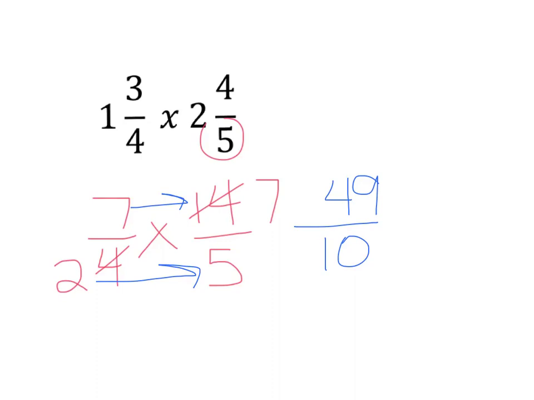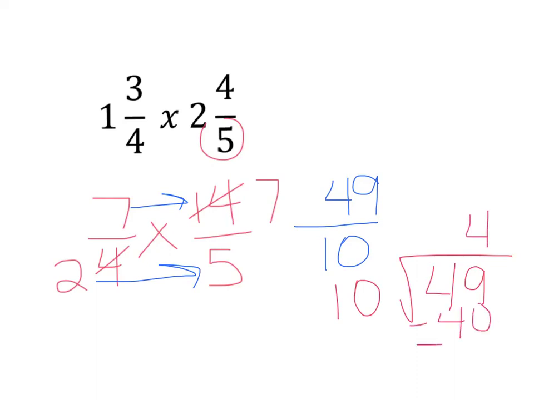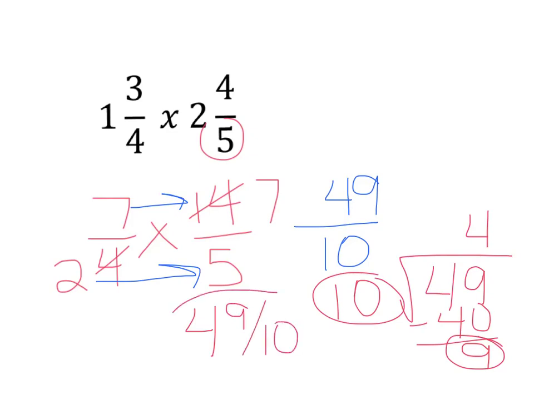So to do this, I'm going to take 49, remember it goes on the inside because it's on top, divided by 10. 10 goes into 49 4 times, and we're left with 9. So we have 4 and 9 tenths. And that is our answer.